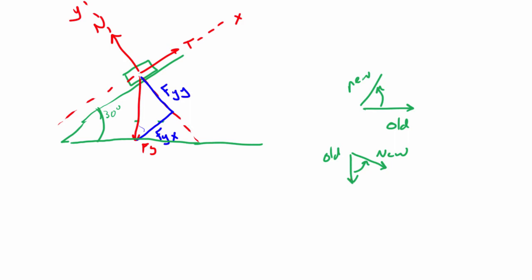Even though this is the negative y-axis, it doesn't matter. So I start from my old negative y-axis and I rotate 30 degrees, I get to my new negative y-axis. So what I'm looking for is old negative to new negative, and that's what I have right here. Here's my old negative y-axis. I rotate 30 degrees, and I get to my new negative y-axis. Again, that's how I think about this.